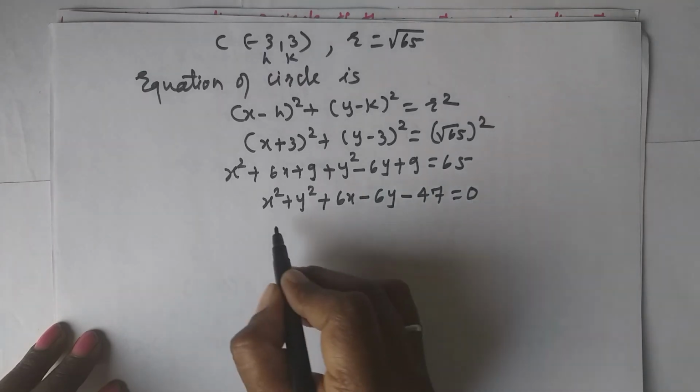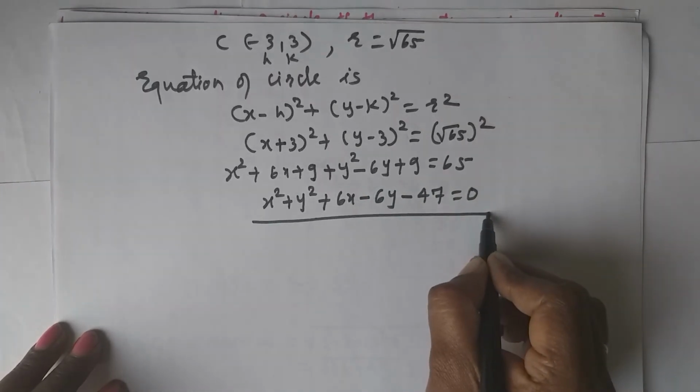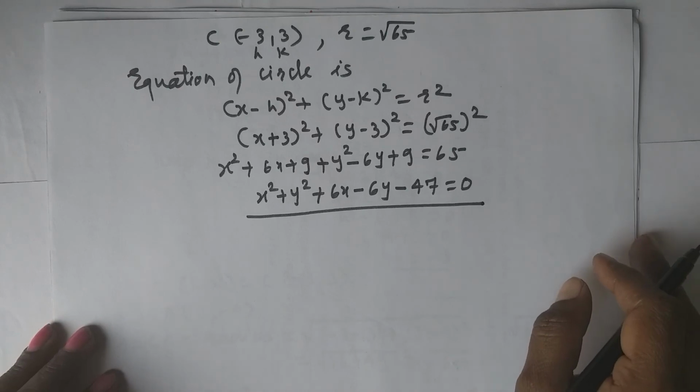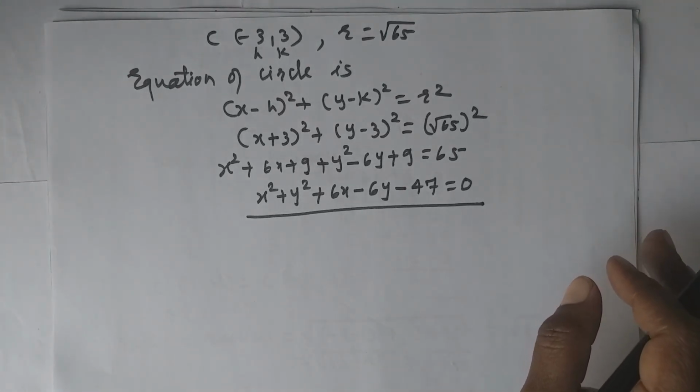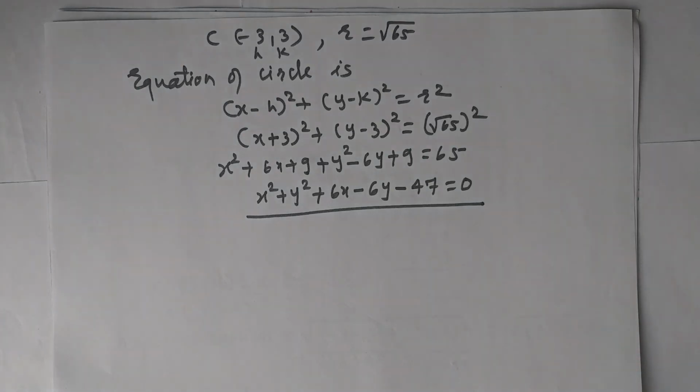Okay. Now this is your required equation of circle which passes through the given 2 points and whose center lies on the given line. Okay. In this way, in today's lecture, we have finished all the problems from exercise 6.1 from the chapter circle.